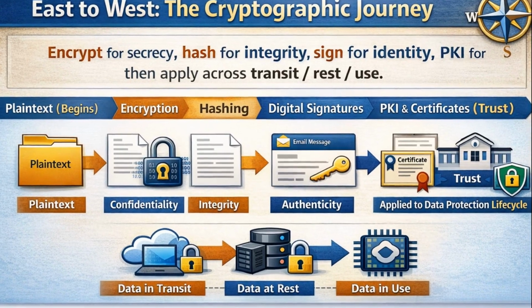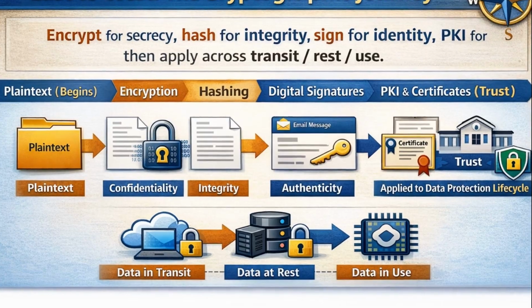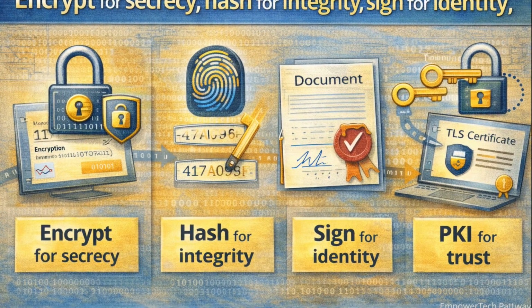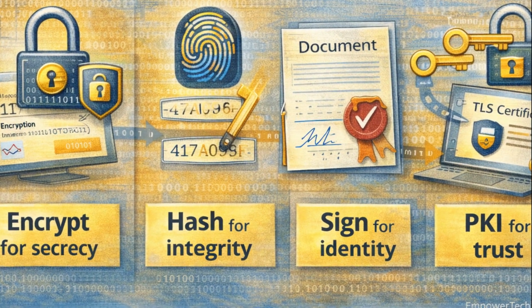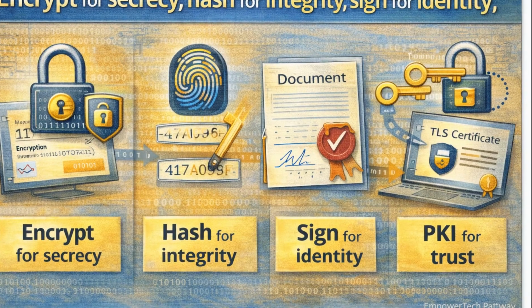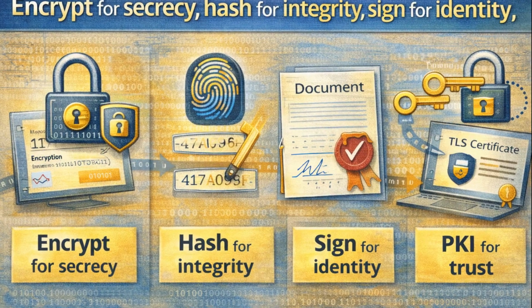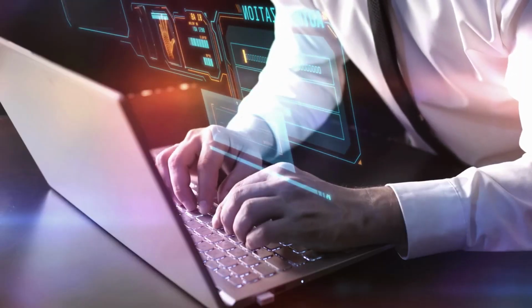Think of data moving from east to west. It starts as readable information. Then we apply layers of protection. Encrypt for secrecy, hash for integrity, sign for identity, and PKI for trust. That one sentence is the blueprint for most modern security. Encrypt, hash, sign, PKI. Let's break down the terms quickly.